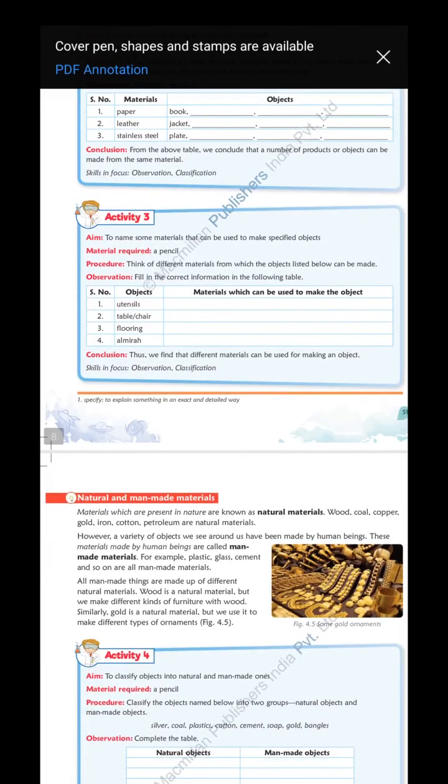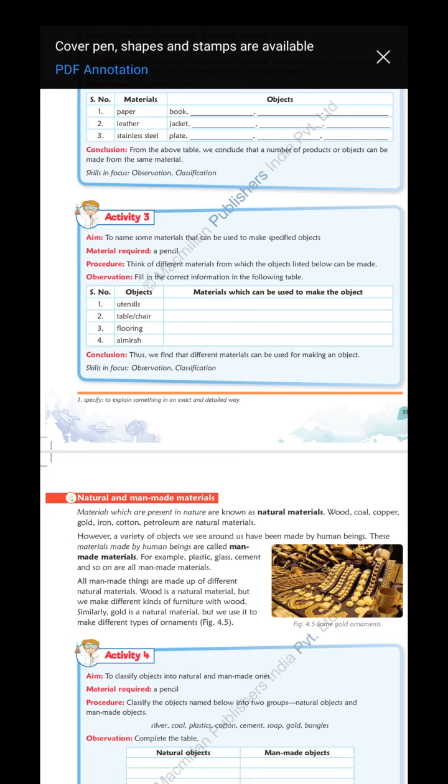Activity 3: they are given utensils, and materials which can be used to make the objects. For making utensils we are using aluminium, a metal, and stainless steel. And what are the others? Brass, yes, brass and all we can also use. And for table or chair, we are using plastic and wood. Plastic and wood most probably.